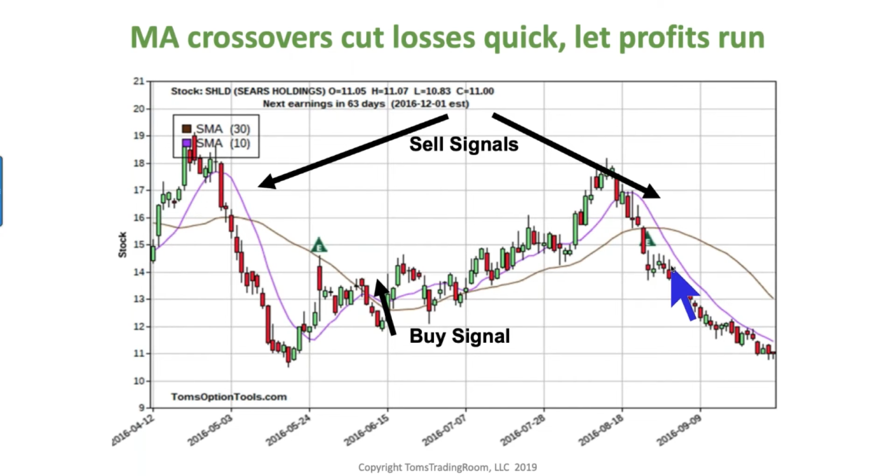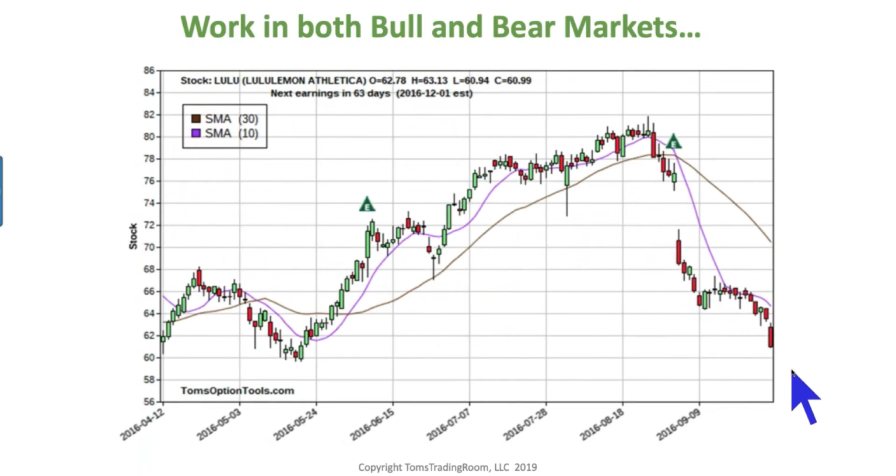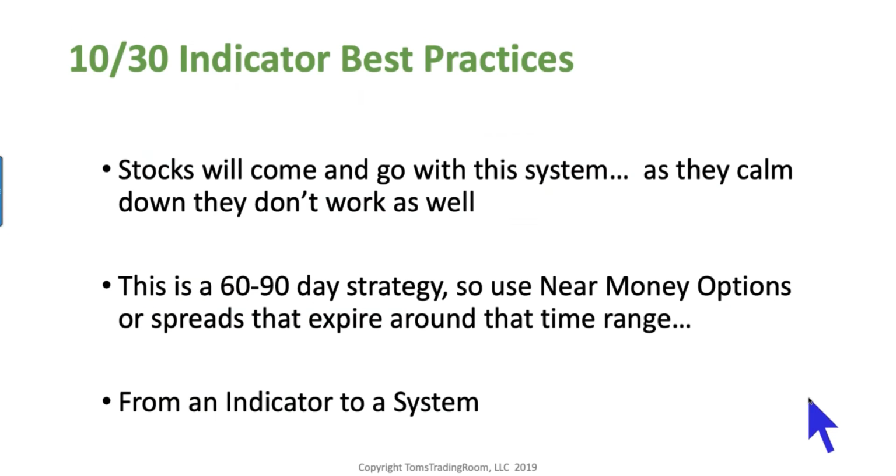Second thing I want to mention is that they work in both bull and bear markets. Here's Lululemon going up, and here's Lululemon going down. And the thing I want to remind you about is that not every stock works with this. I like to say that stocks come and go with this system. As they calm down, they don't work as well. And it's a 60 to 90-day strategy. So what you're going to be looking at is using near money options or spreads. But tonight we're going to actually just look at call options on 10-30 bulls.